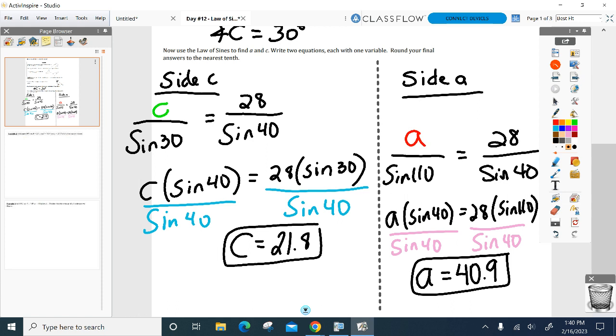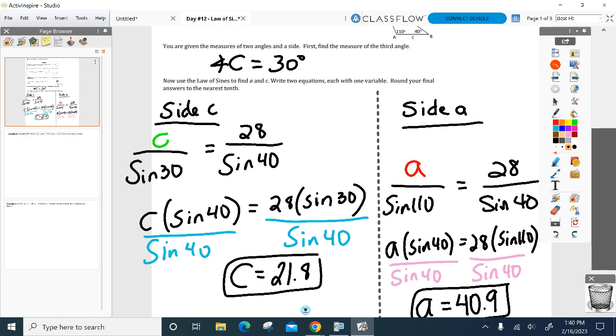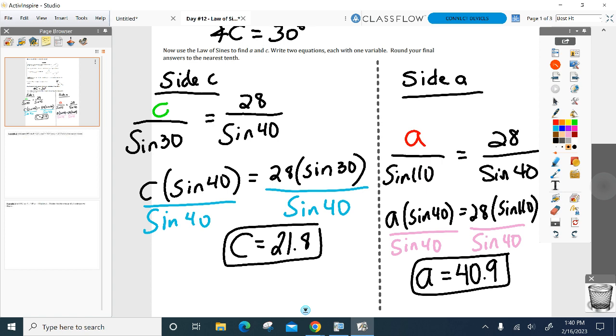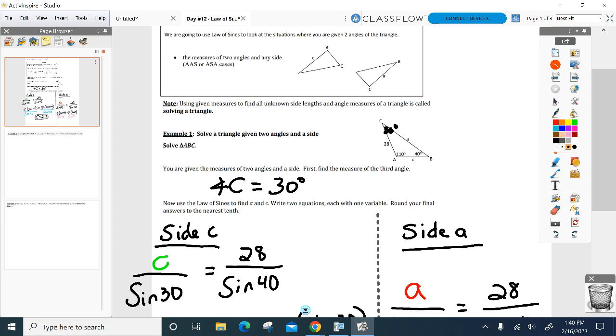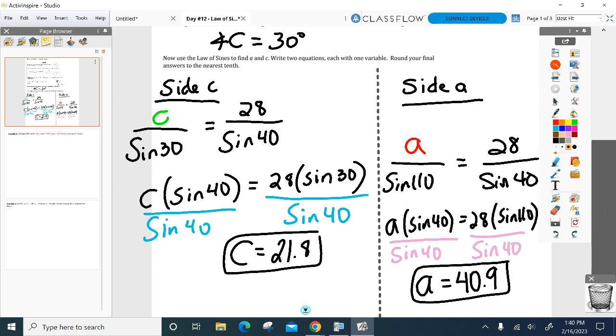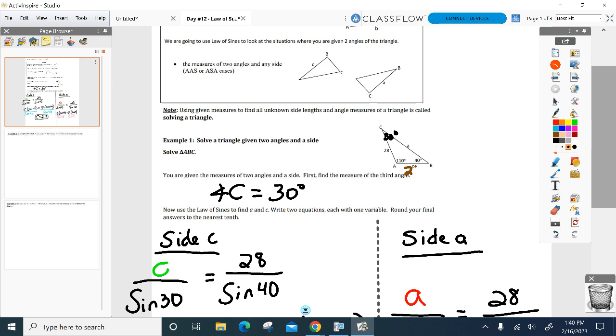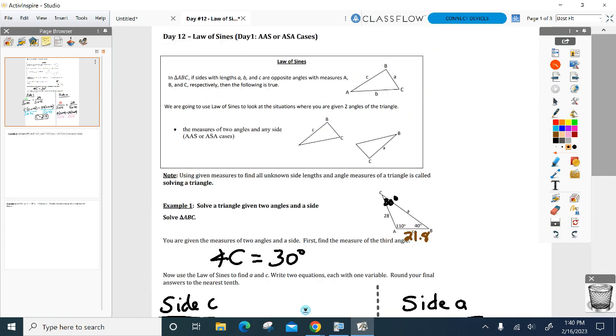Okay, before I go on to the next one, I can't tell you 100% if you're right or wrong, but there should be a way to tell, or you should have a lot of confidence if you're right or wrong, though. Here's why, and I want you guys to tell me. Side C we just found was what? 21.8. And the other one was what? 40.9.